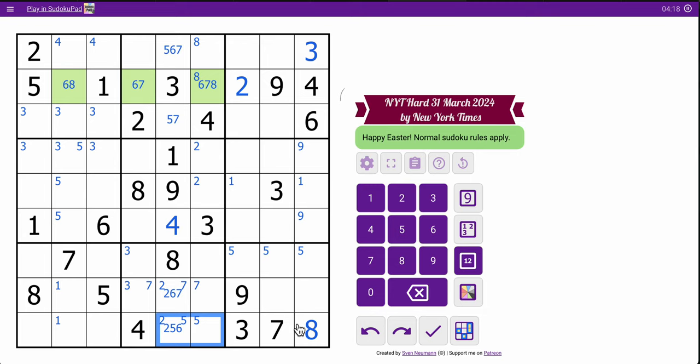3, 7, 8, 9. I need 1, 2, 4, 5, 6. Okay, neither of those are 4 or 6 by column. Those 2 aren't 5 by row. That's not 2.